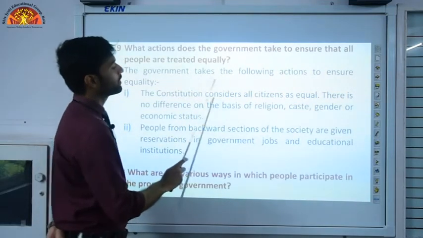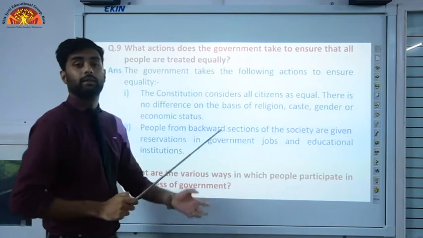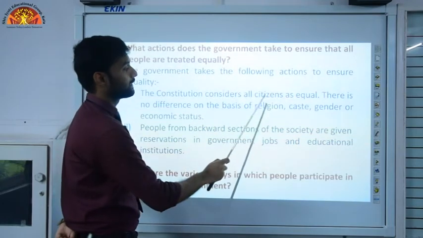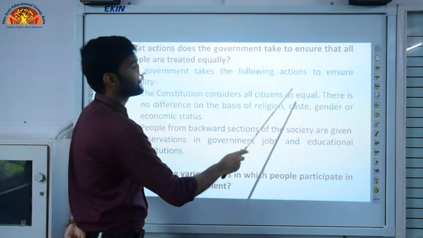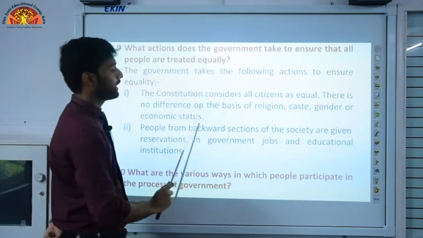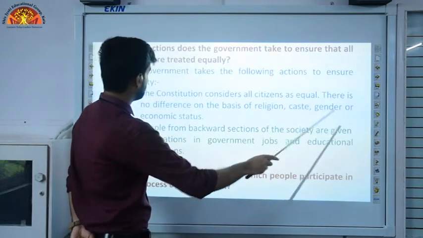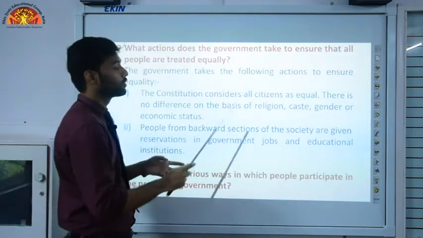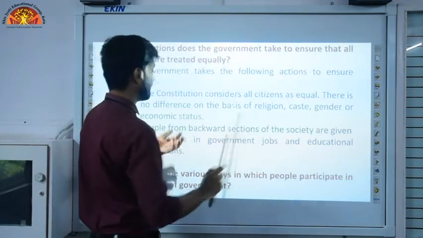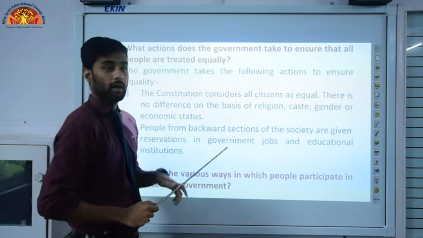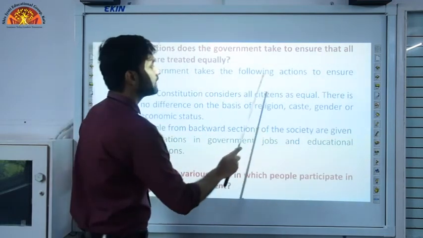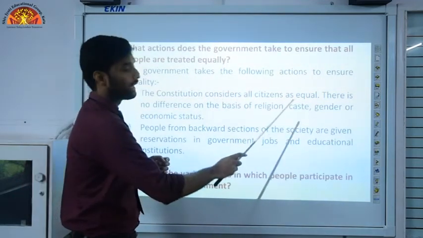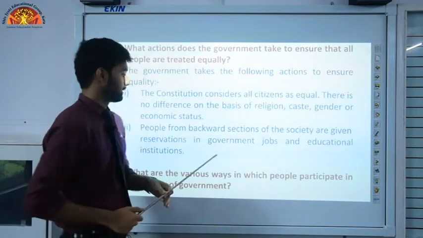First, the Constitution considers all citizens as equal. The supreme law of India, which is the Constitution, okay, what is written in it? That all citizens, meaning people who are living in India, will be considered as equal, and there is no discrimination on the basis of religion, caste, gender or economic status. Do you remember we learned about diversity, students, about how people are different, right? So we learned that people can be different about religion, caste, gender and economic status, meaning rich or poor. But our Constitution says that all citizens will be considered as equal and there will be no discrimination on the basis of religion, caste, gender or economic status, okay?